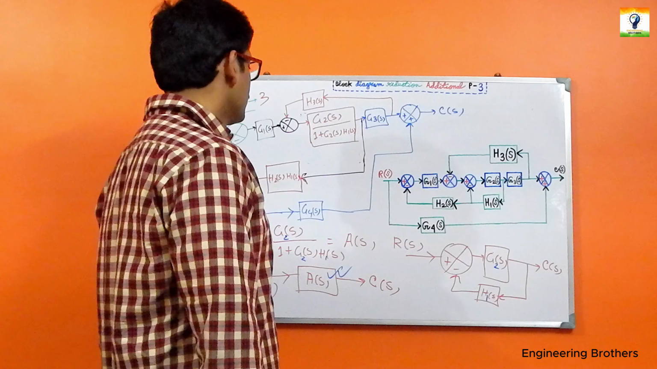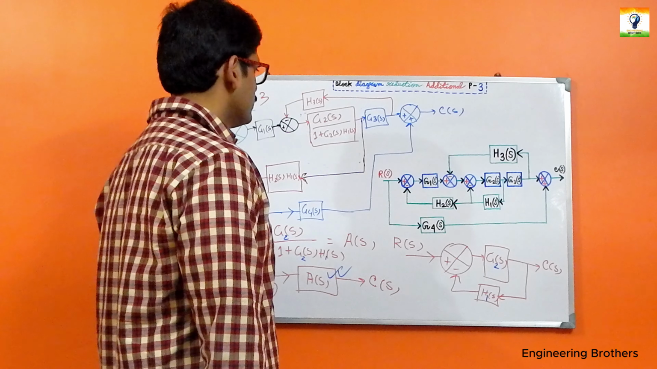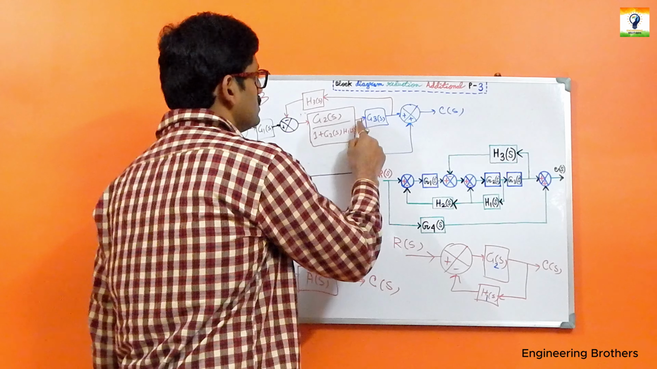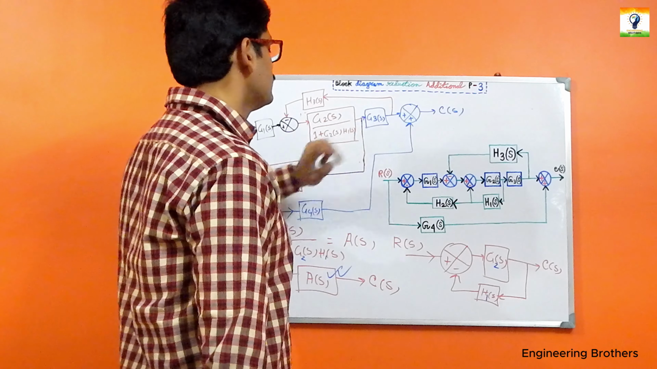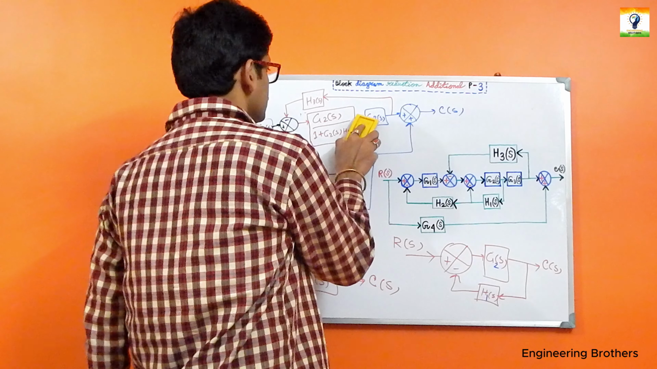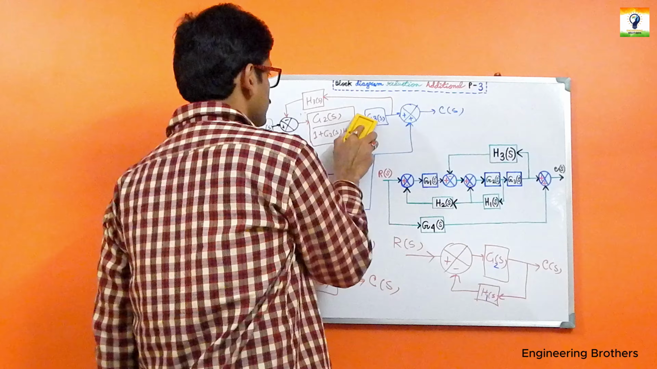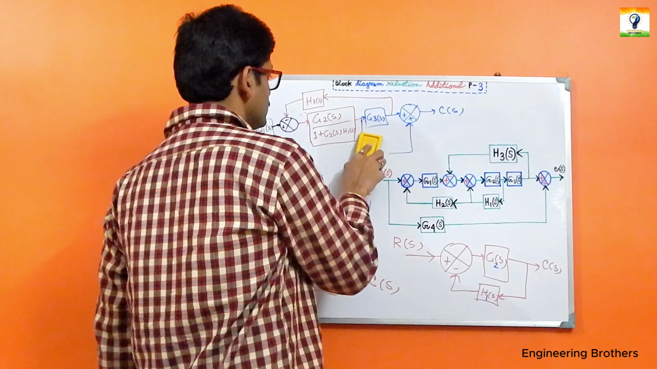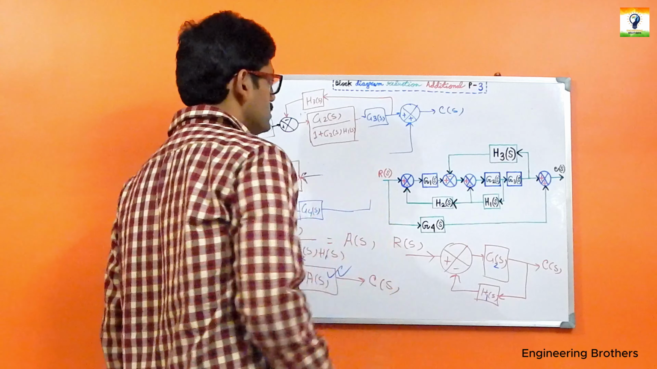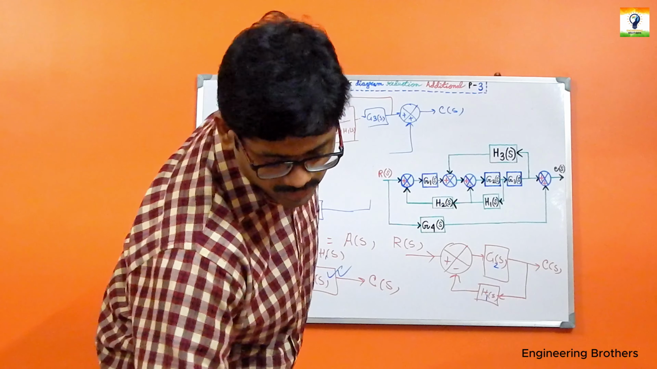In our next step, we would like to shift this take-off point after this G3S block over here. If you just do that, quite naturally 1 divided by that gain path will be our resultant that will be added in series over here. Now let us just show you over here. If you shift the take-off point to the right-hand side of our block diagram.